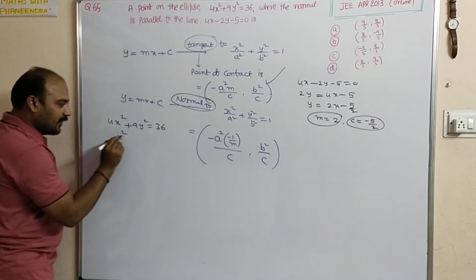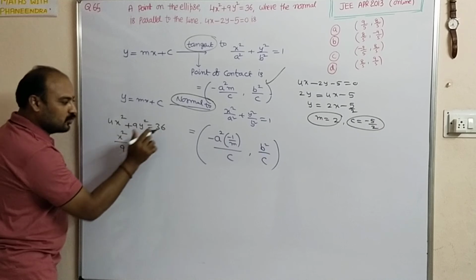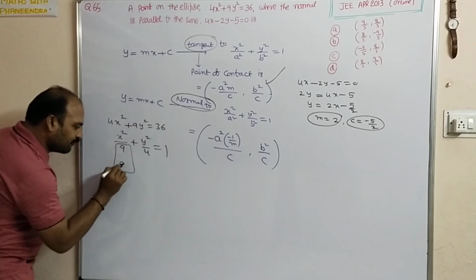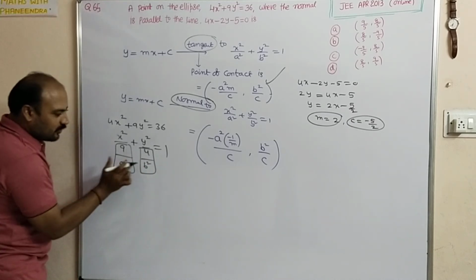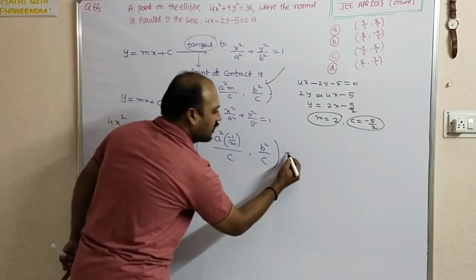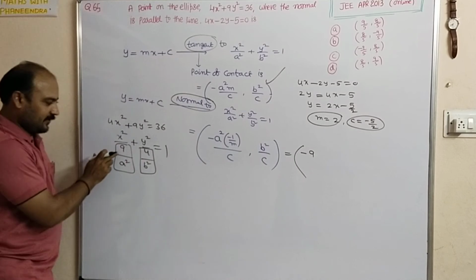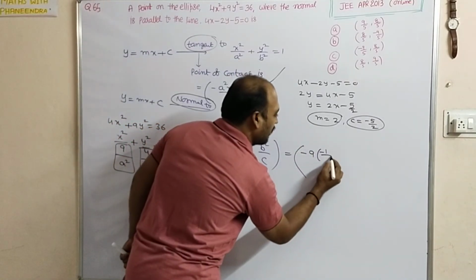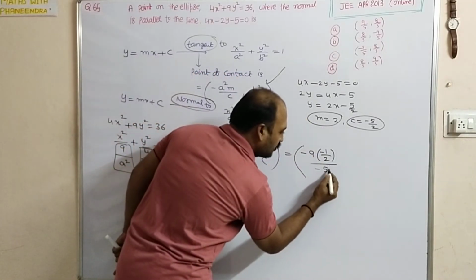So x square by 4, y square by 9. So this is the a square value, this is the b square value. A square value, b square value, we know that. C value, m value also we know that. Substitute in this formula. So minus a square means 9, minus 1 by m, minus 1 by m value 2, c value minus 5 by 2.